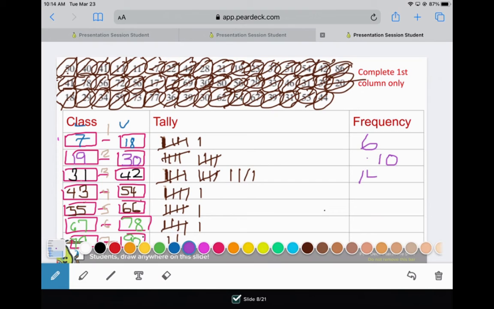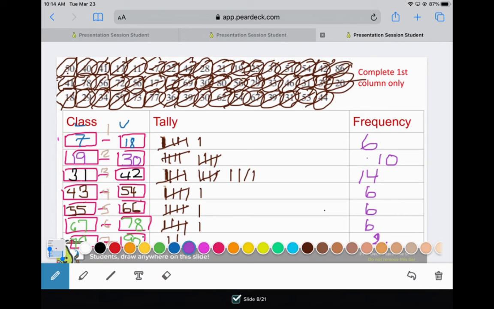14. Okay, then we move on, which is 6. Good. 6 again. And then the last class is 2. Good. So that's the frequency.